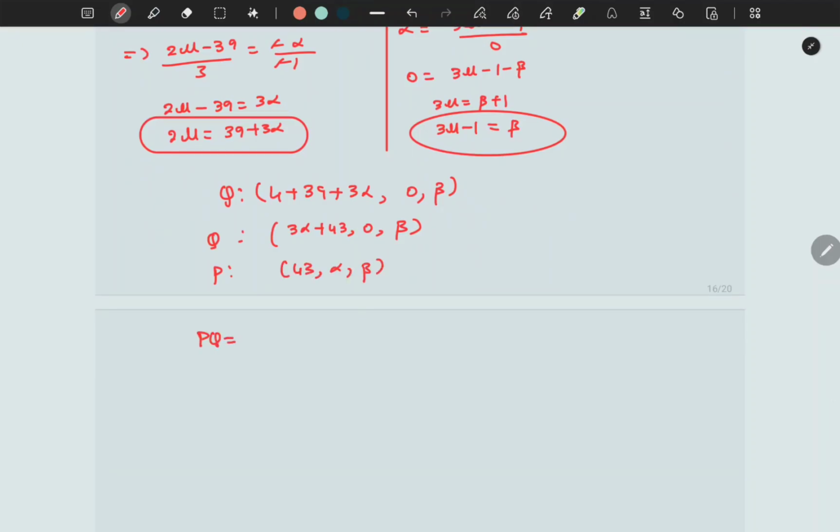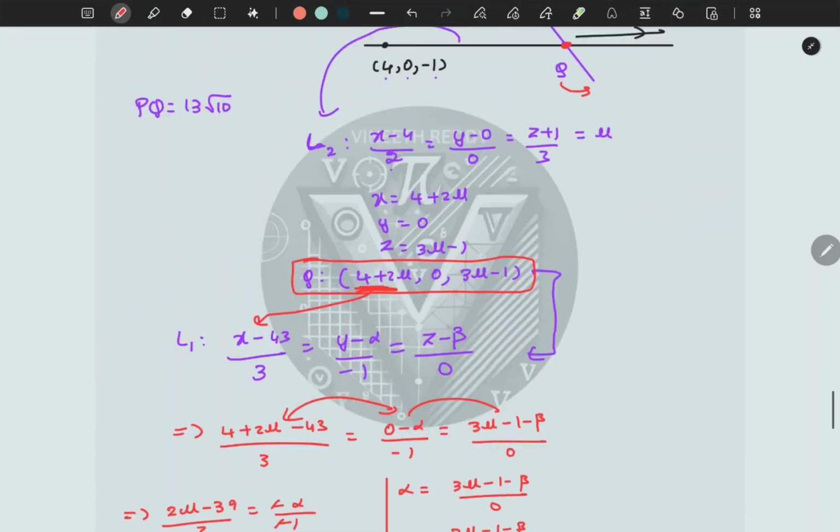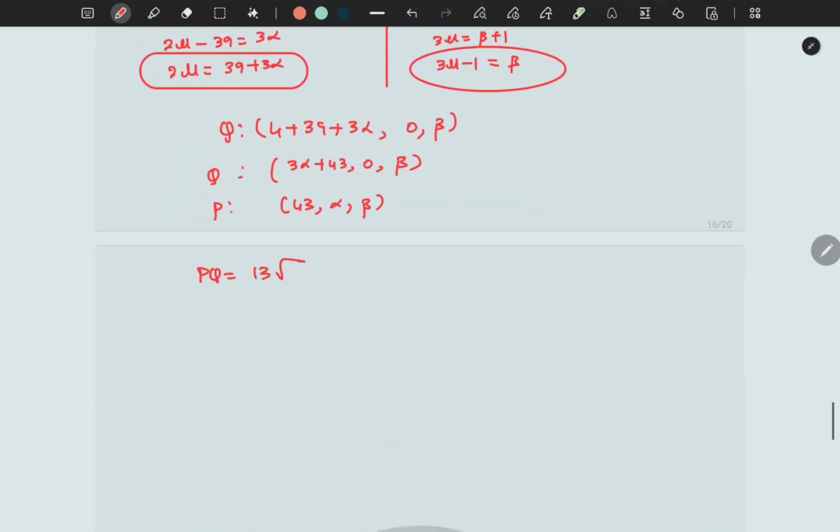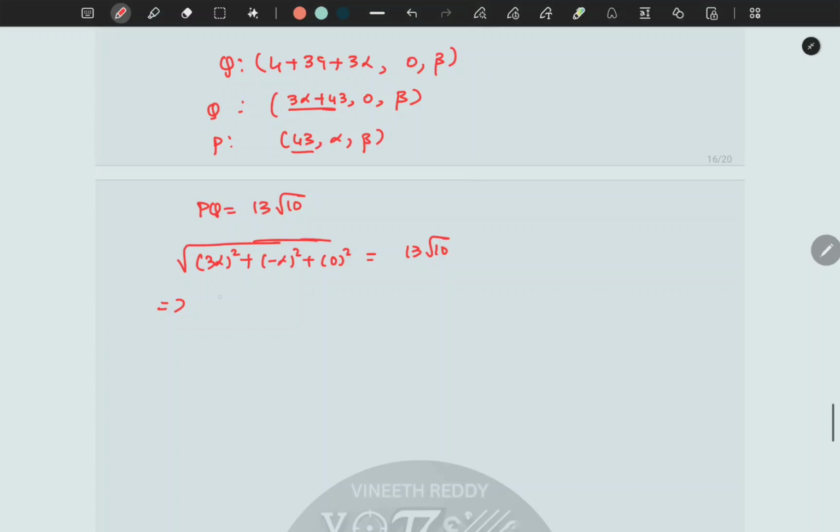Now distance PQ is, I think, 13 root 10. So we can write 13 root 10 here. So PQ distance will be under root of (3 alpha plus 43 minus 43, which is 3 alpha) whole square, plus (0 minus alpha, which is minus alpha) whole square, plus (beta minus beta, which is 0). So we get 13 root 10 here. So 9 alpha square plus alpha square is 10 alpha square. So we get under root 10 alpha square is equal to 13 root 10.